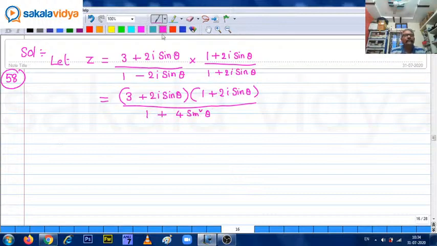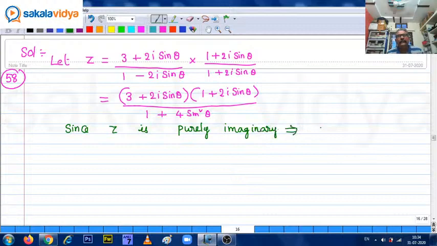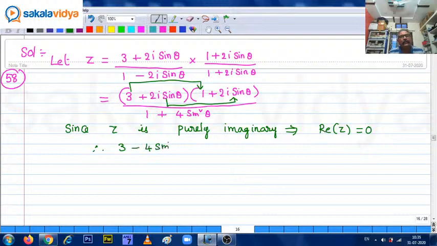Remember, according to the problem, since z is purely imaginary, the real part of z must be 0. Let us pick up the real part of z. The real part is 3 into 1, which is 3, plus 2i sin theta into 2i sin theta, which is 4i square sin square theta. I square is minus 1, so 3 minus 4 sin square theta, upon the denominator. The real part is 0, so by cross multiplication, 4 sin square theta equals 3.